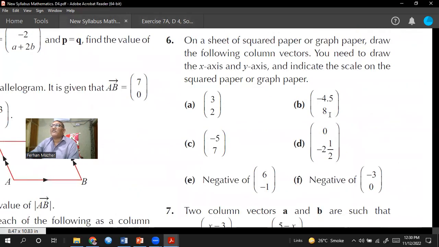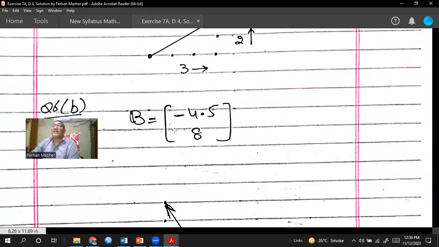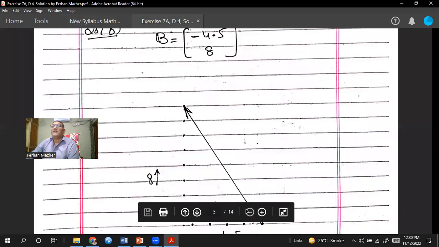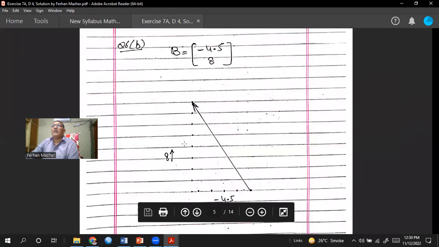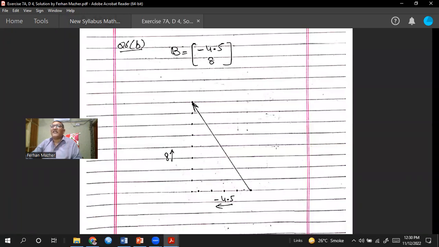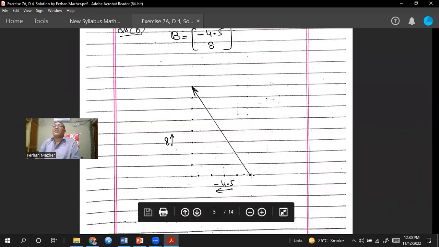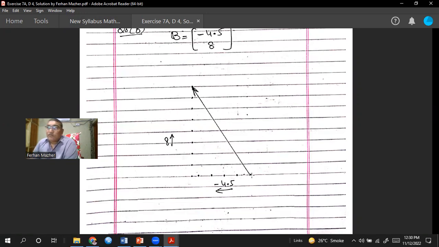So that is question number 6, A part. Then we have minus 4.5 and 8. Let me reduce the size. Okay, so minus 4.5 and 8. You can put a dot and start from anywhere. Let me say I started from here. So this is the tail of the vector or the starting point. From here, the x value is minus 4.5. Minus 4.5 means you will move 4.5 steps parallel to the x-axis.